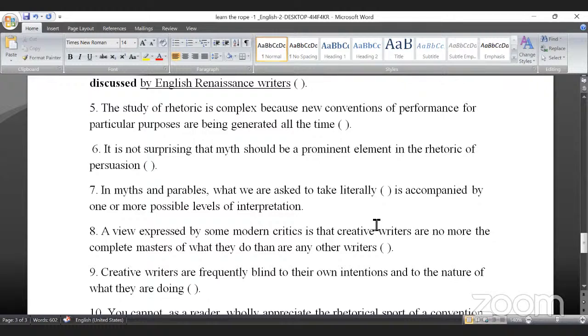Which part is a subordinate clause? That should be... not difficult. That myth should be a prominent element in the rhetoric of persuasion. This is your subordinate clause. What kind of clause? Adverbial. Why? Because it's giving a reason. Where is it giving a reason? What is it giving a reason for?